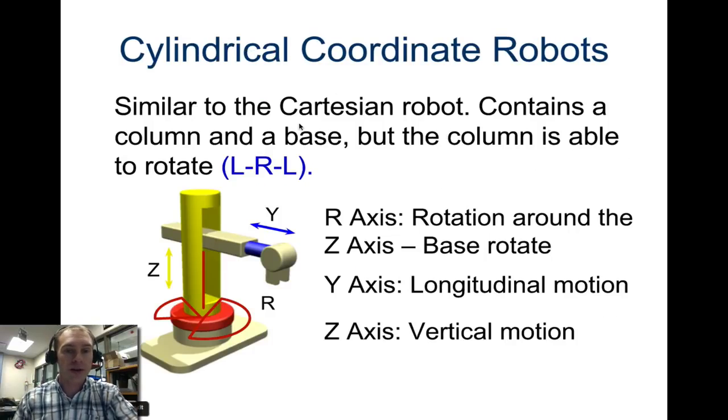A cylindrical coordinate robot is similar to Cartesian, but it has a column and a base. The column is able to rotate, so you can see we can rotate here. The Z moves up and down, and then the Y moves back and forth. And it also looks like this can sort of pivot back and forth, so it looks like it has pitch. That would be a 4th degree of freedom there. So again, you have a radial rotation around the Z-axis, or the base. You have a Y-axis for longitudinal and the Z-axis for vertical.